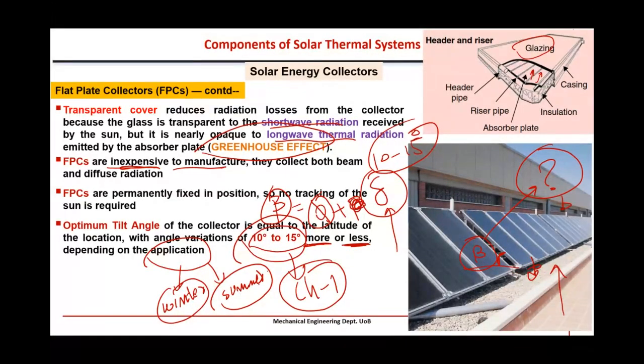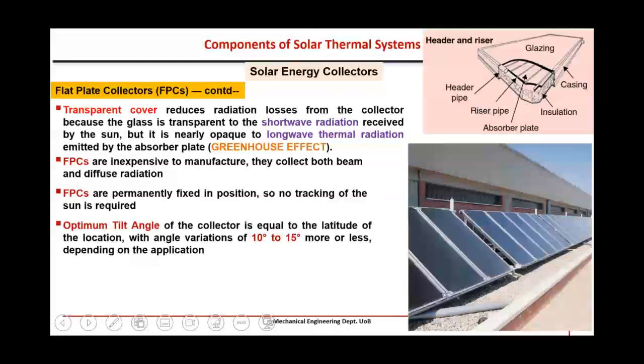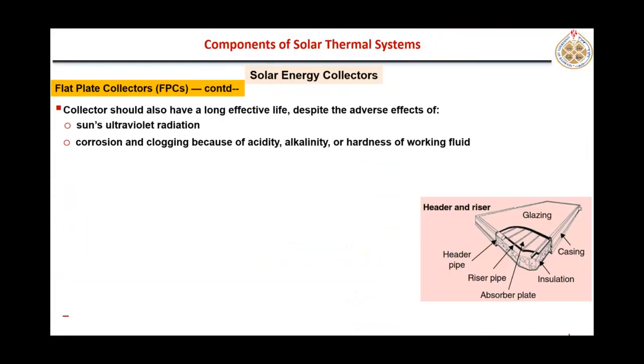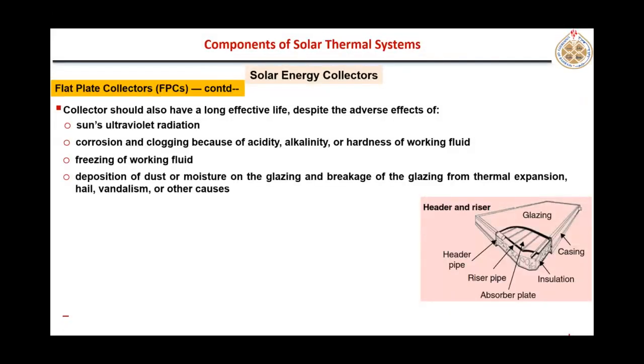And for a summer, it should be phi minus delta, if you remember. So phi minus 10 to 15 degree, right? That is the collector tilt, this one. That's what we already covered in chapter 1. All right. Latitude plus 10 or latitude minus 10 to 15 or plus 10. So this is a rule of thumb for this beta or collector tilt. All right. Okay, these are some common points.